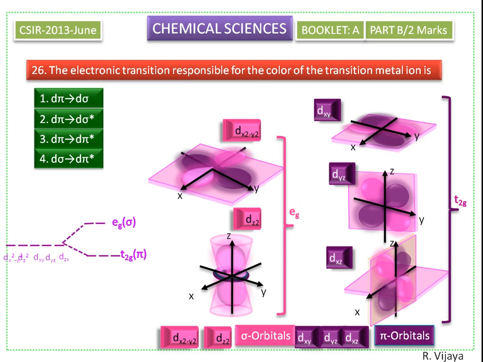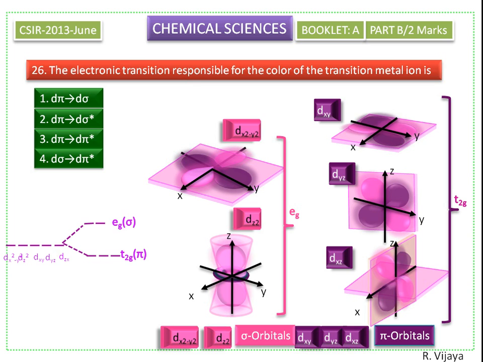Here we have to find out which is the correct electronic transition. The color of the transition metal ion may be due to d-d transition or charge transfer transition. Here it is given as d-d transition. We have to find out the correct orbital transition.